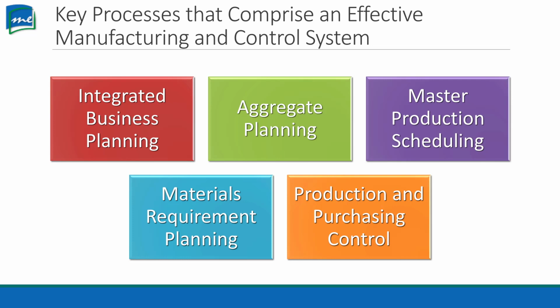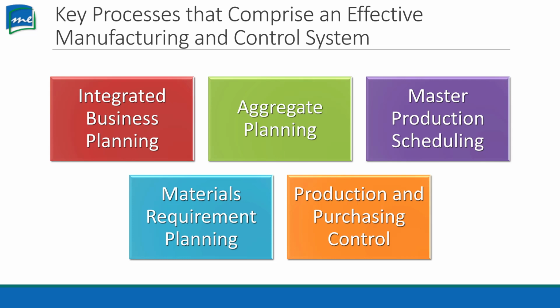But then we have our master production schedule, our materials requirement planning, and our production and purchasing control. So based on the planning of that 6 to 18 months and what our customer wants and when they want it, we can develop our master production schedule to meet the customer demand. So that schedule is going to tell us as supply chain professionals what we need to have on hand and when it needs to be there by, so we can make sure that we can make that production happen.